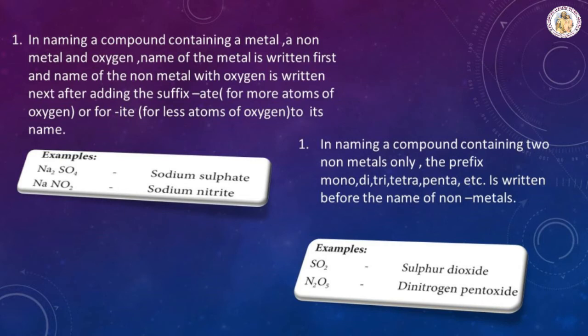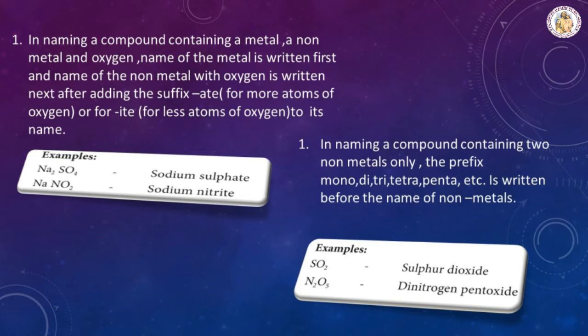In naming a compound containing a metal, a non-metal, and oxygen, the name of the metal is written and the name of the non-metal with oxygen is written next after adding the suffix ATE for more atoms of oxygen or ITE for less number of oxygen atoms to its name. Examples. The first one, sodium sulfate. Here, sodium is the metal, so it is written first. Then sulfur is the non-metal with 4 oxygen atoms. So we are writing sodium sulfate because the sulfur is having 4 oxygen atoms. So we are using the suffix ATE.